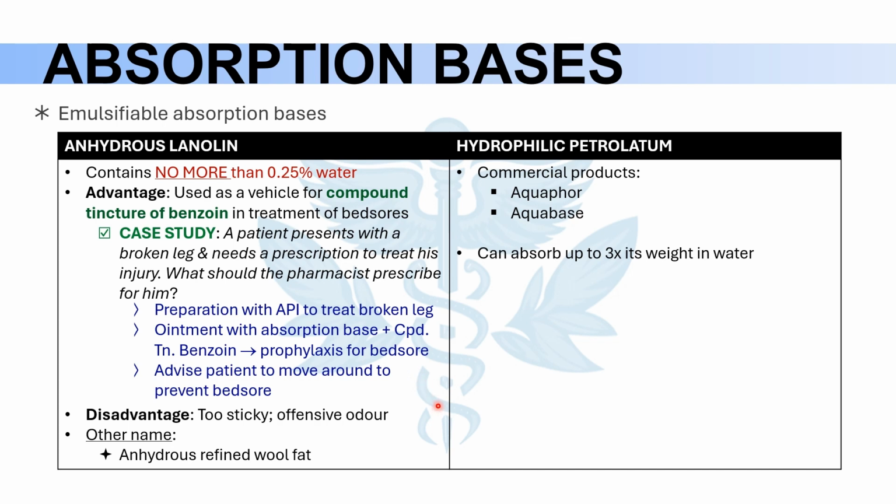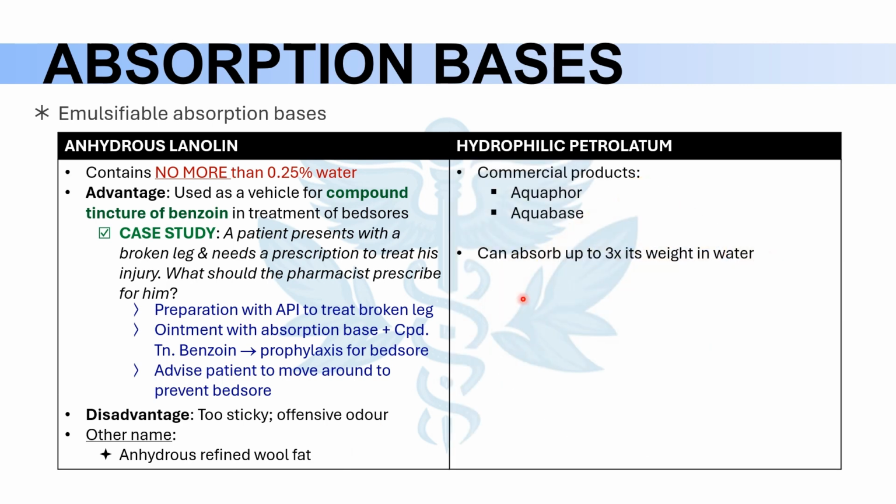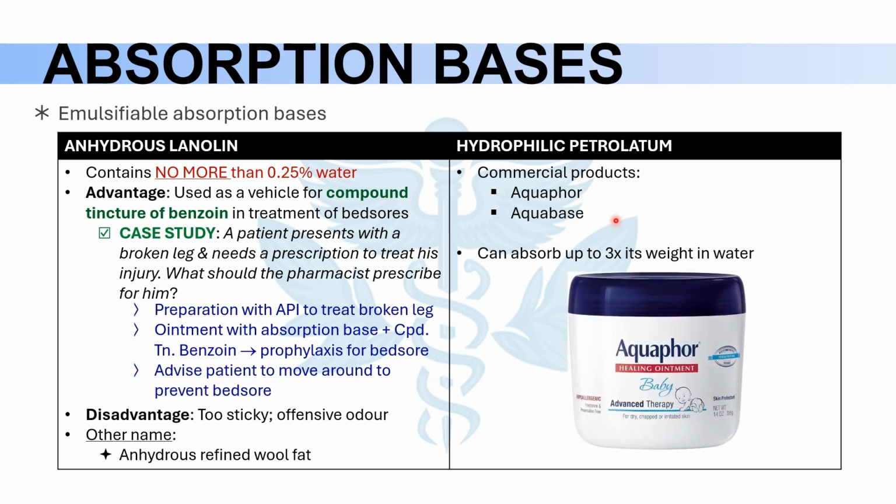The disadvantage of anhydrous lanolin is that it is too sticky. This is its consistency, it's sticky, and it has an offensive odor. And another name for anhydrous lanolin is anhydrous refined wool fat. Hydrophilic petrolatum is often refined and present in commercial products such as Aquaphor and Aquabase, as we can see here, and it can absorb up to 3 times its weight in water, which is a very good advantage.